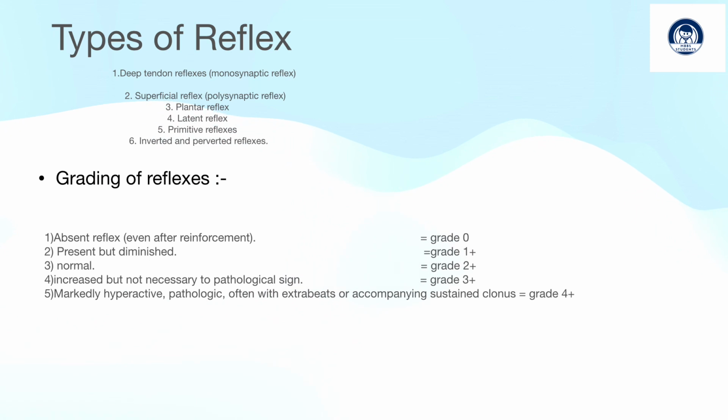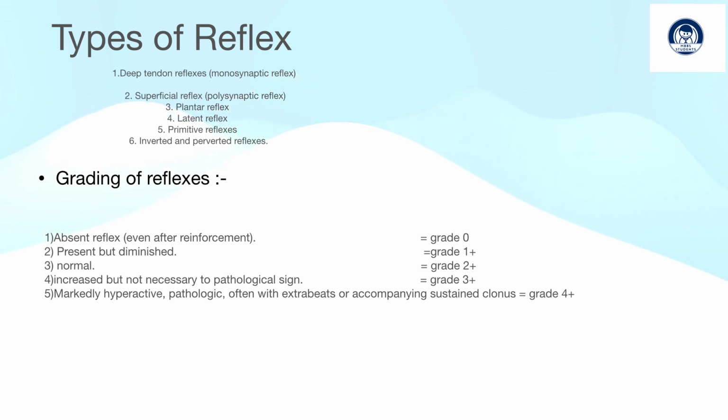Types of reflex. 1. Deep tendon reflexes, monosynaptic reflex. 2. Superficial reflex, polysynaptic reflex. 3. Plantar reflex. 4. Latent reflex. 5. Primitive reflexes. 6. Inverted and perverted reflexes.